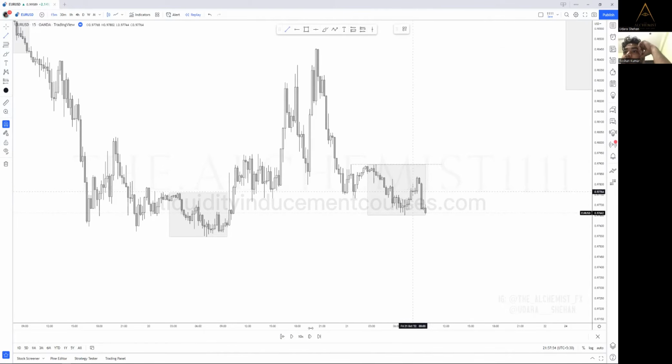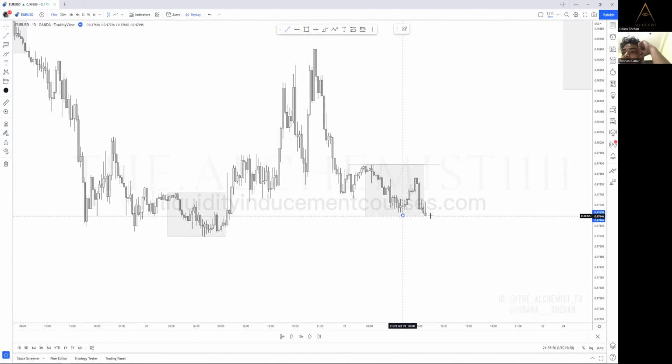And Asian low has created what? Equal lows. So now it's very obvious, right? Both of them are going to get taken out. Okay, now let me go to the 4-hour time frame.